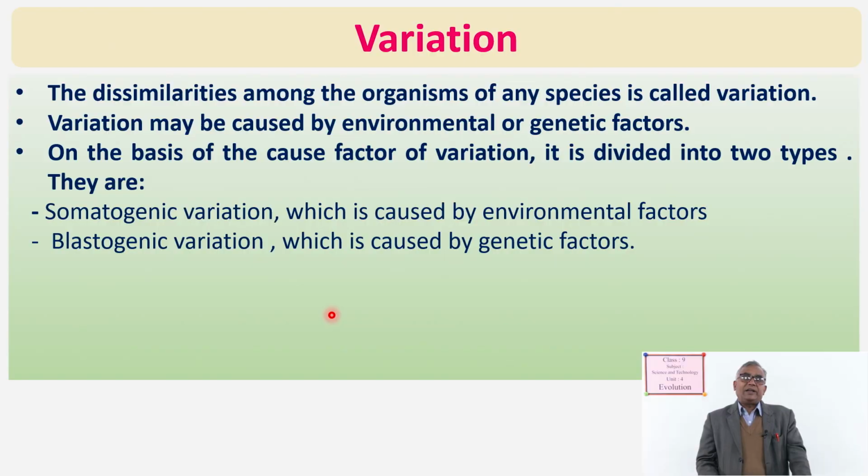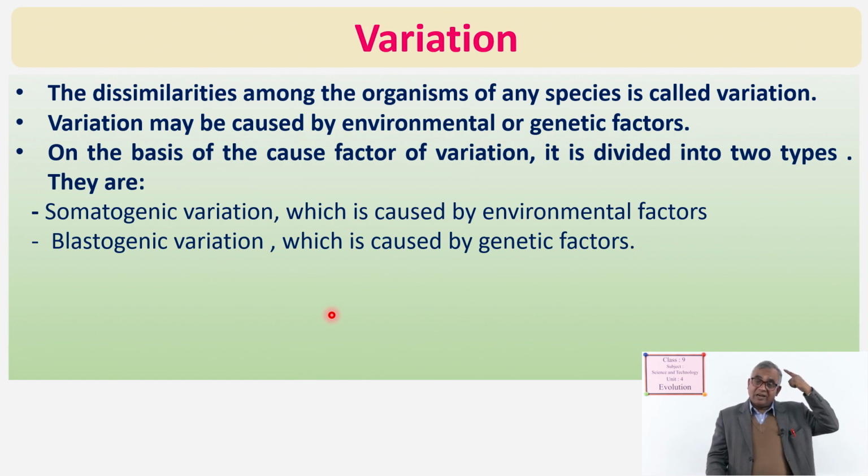Somatogenic variation. And blastogenic variation is variation in skin color, variation in hair arrangement, that is curly or straight, variation in eye shape, variation in nose shape, variation in ear shape, variation in height.